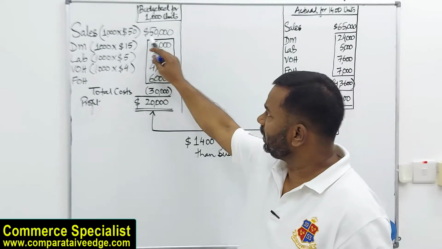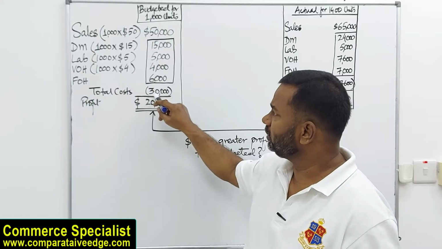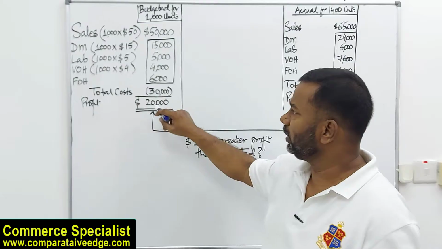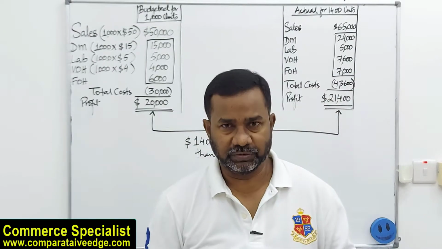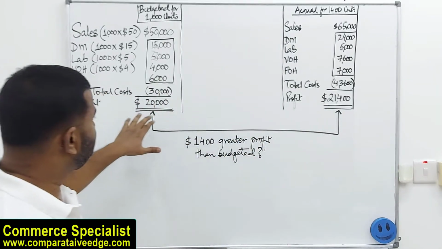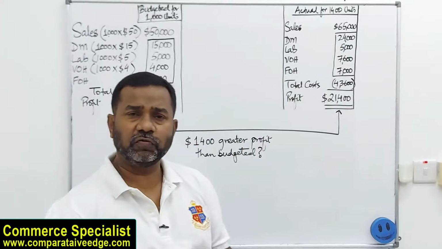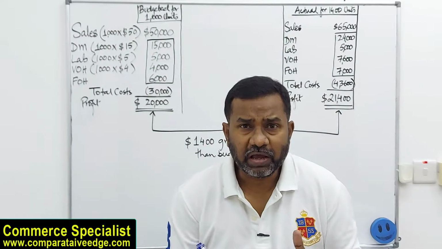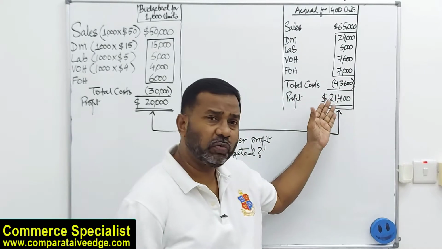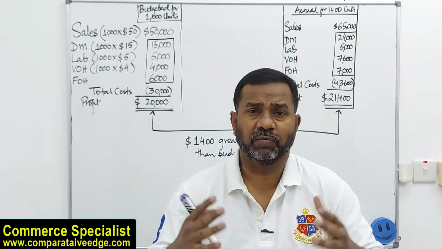So when I make a box like this, that means I'm adding all of them, and because all these are my cost, the total of all this comes to 30,000. 50 minus 30, you're making a budgeted profit of 20,000. We are also given the actual results. This was a budgeted profit. In reality, the profit is 21,400. And when we compare budgeted profit of 20,000 with the actual profit of 21,400, it gives us 1,400 higher profit.